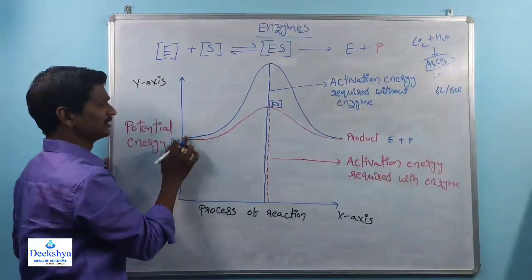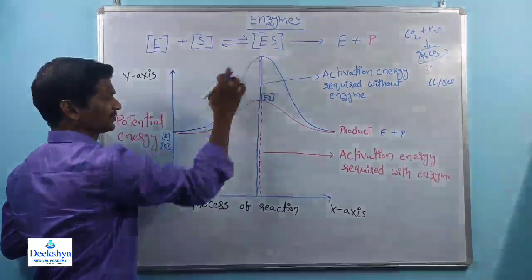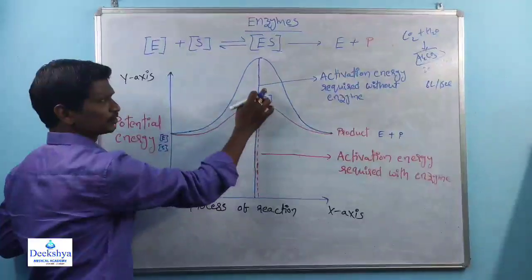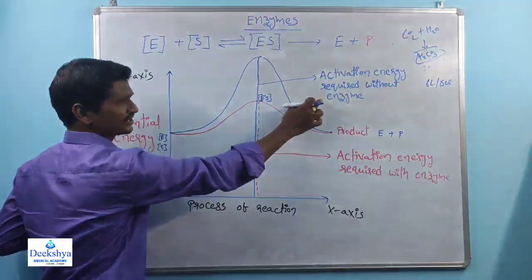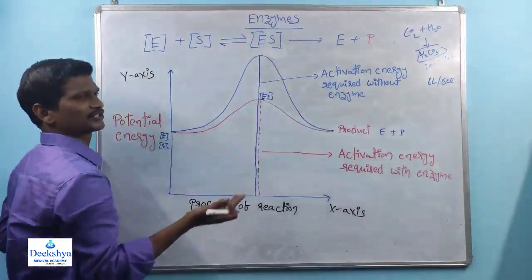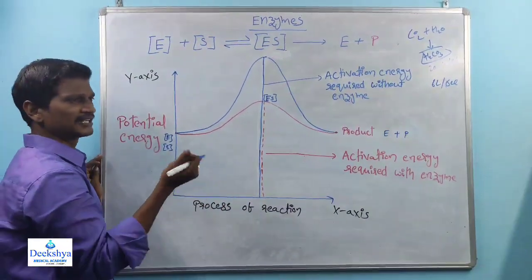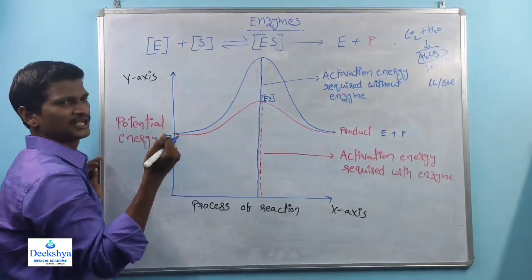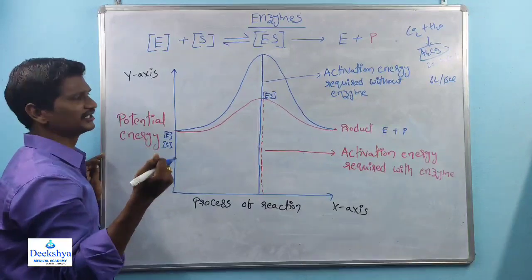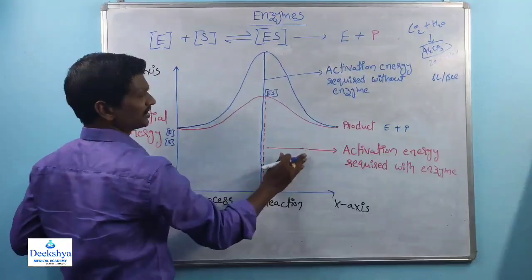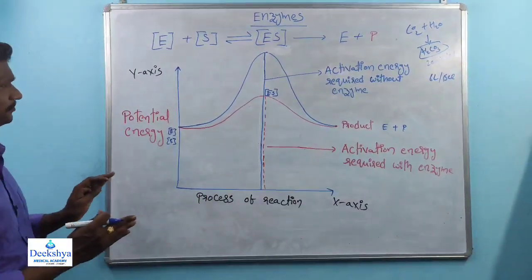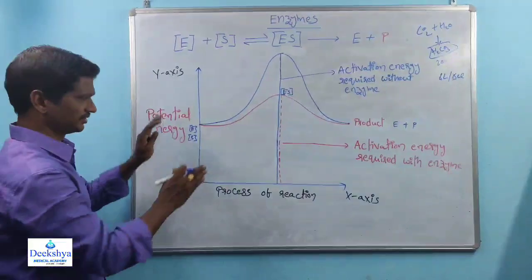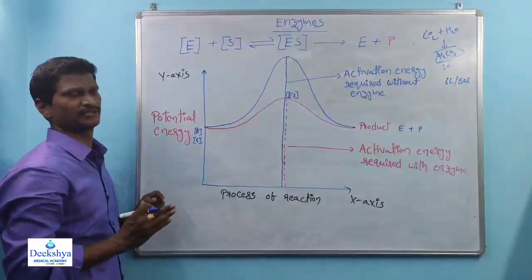So the blue line is without enzyme and the red line is with enzyme. Without enzyme, more activation energy is required for the conversion. Activation energy is nothing but, for the completion of the reaction, a certain amount of energy is absorbed or utilized. So that is the overview of this graphical representation.